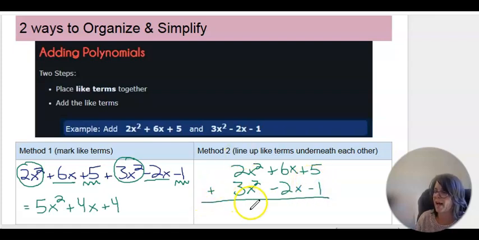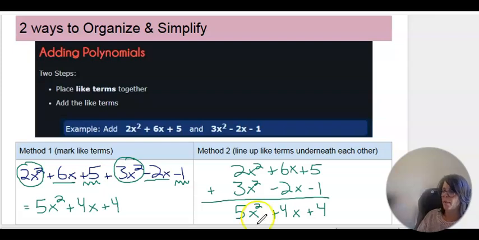And now we just add straight down. So visually, this is a little easier to see what's going on. Be careful with your signs. And of course, you get the same answer. But for some of you, you'll like the way it lines up in columns.